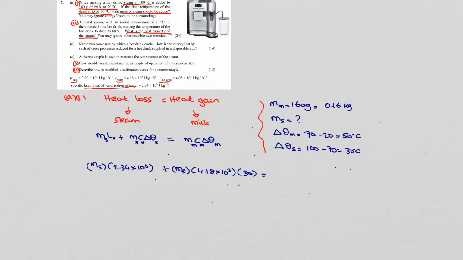And that equals the mass of the milk, 0.16, by the specific heat capacity of milk, and I can see that that's 3.9 by 10 to the power of 3, so 3,900, and change in temperature of the milk is 50. Okay, so let's simplify that.